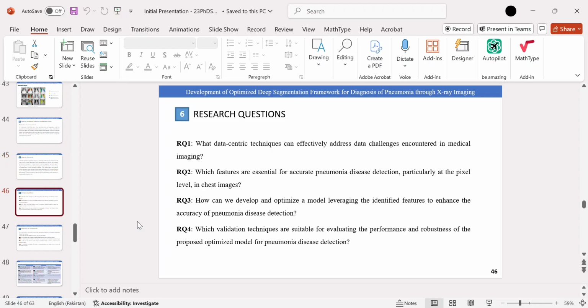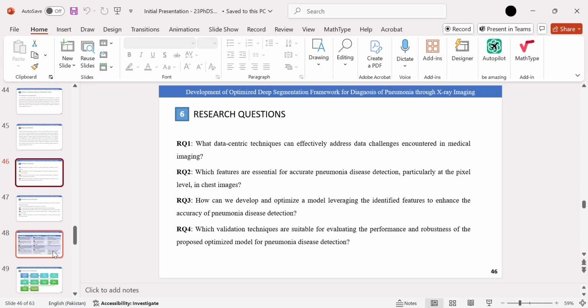This research is guided by 4 questions. The first research question is what data-centric techniques can effectively address the data challenges encountered in medical imaging. The second research question deals with which features are essential for accurate pneumonia disease detection, particularly at the pixel level in chest images. The third research question deals with how we can develop and optimize a model leveraging the identified features to enhance the accuracy of pneumonia disease detection.